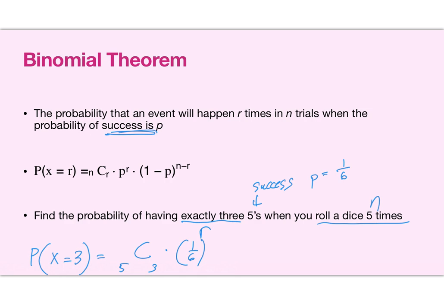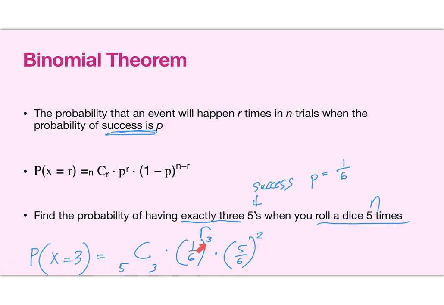It will be raised to the r power, which is 3. I want 3 successes. Times 1 minus p, that's failure. Basically, if it's not a 5, it's not a 5. There's 5 out of 6 of them, right? 1, 2, 3, 4, 6. There are 5 numbers that are not 5s. Raised to the n minus r, or 5 minus 3, squared.